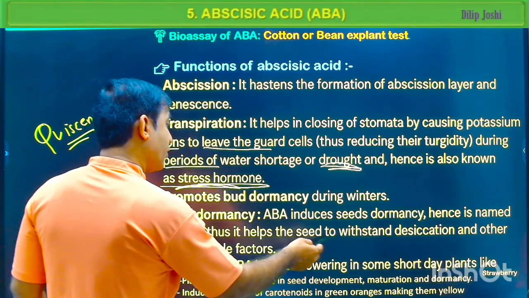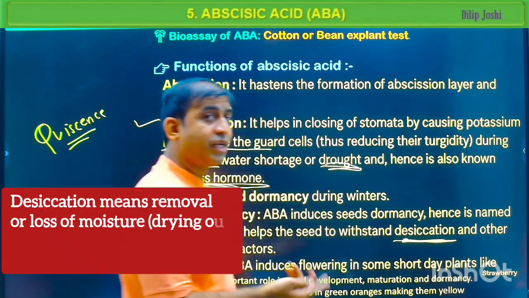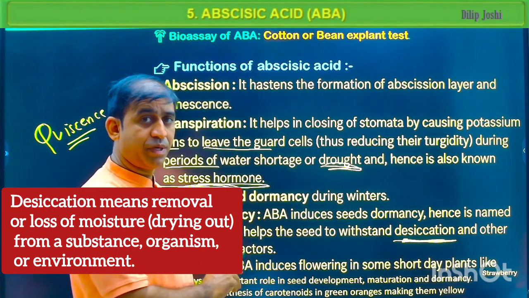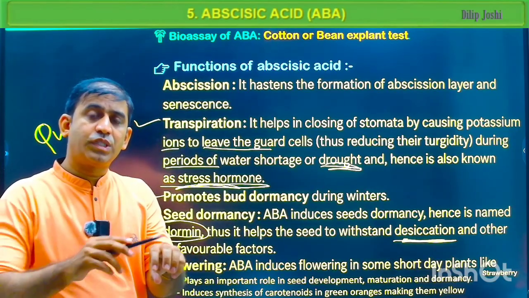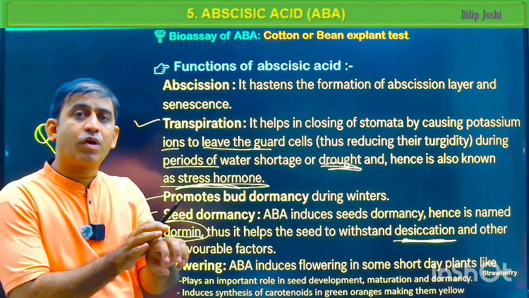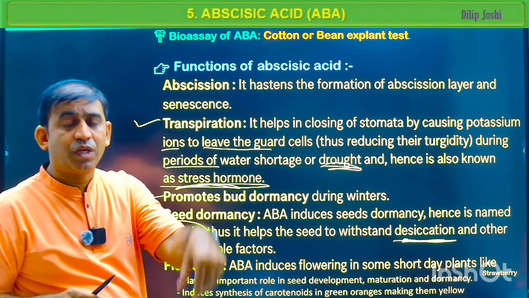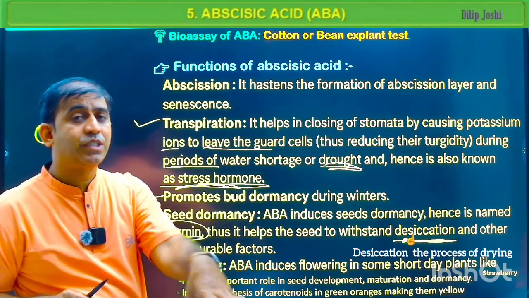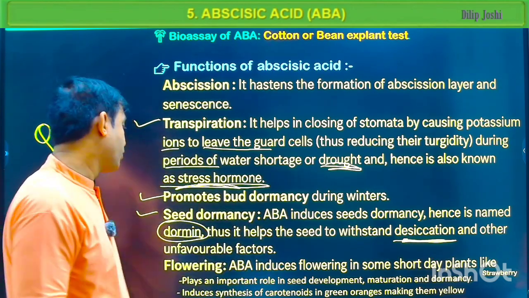Then it helps the seed to withstand desiccation. Desiccation means loss of water. So that is prevented by this ABA. It will promote the seed dormancy, so the seed coat will remain for a long time. Water is not going to break that seed coat easily, so that germination will not happen and dormancy continues. So to continue the dormancy, it is going to help.